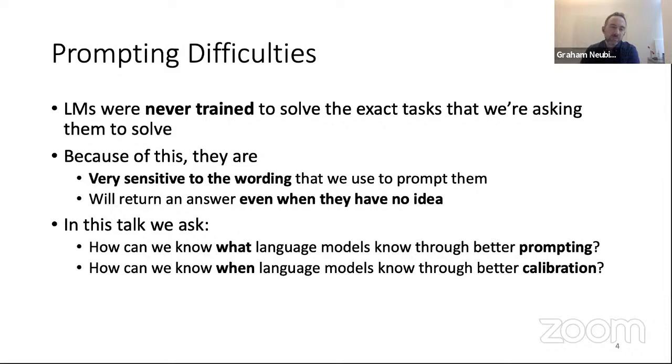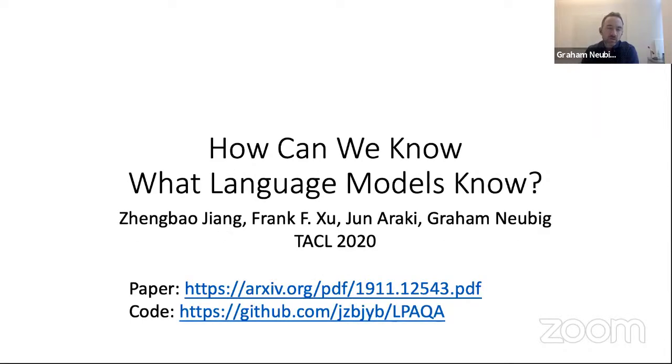And so in this talk, I talk about two research works where we ask, how can we know what language models know? And we do this by examining better methods for prompting. And how can we know when language models know, through better calibration of their predictive probabilities? So the first paper, which was published in TACL in 2020, is called How Can We Know What Language Models Know? You can see the links here.